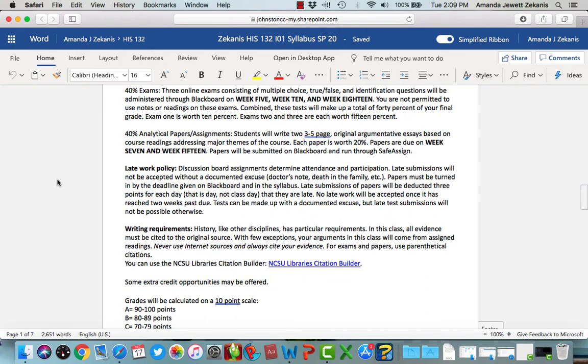40% of your grade is exams. You have 3 exams, multiple choice, true, false, and identification. Identification is like a short answer. You'll be given 4 terms. You'll pick 2, and you'll write in paragraph form the who, what, when, where, and so what for those 2 terms. And you will get feedback on those also. So don't think I'll just slap a grade on it. You won't know. But your exams are week 5, week 10, and week 18.